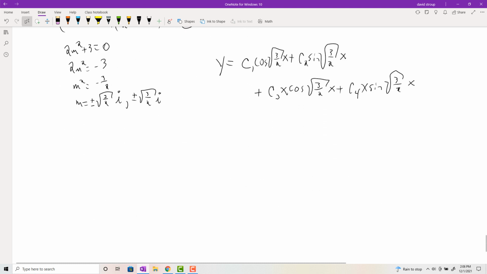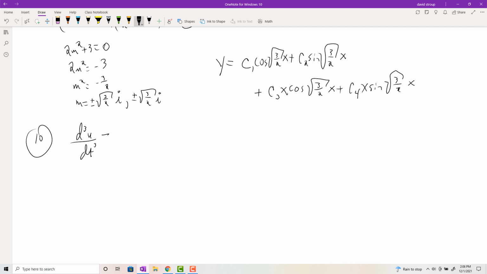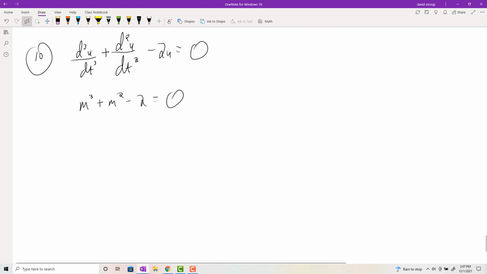Okay, let's look at one more of those. Hopefully you have to do synthetic division on this one. It's number 10. The third derivative of u with respect to t plus the second derivative of u with respect to t minus 2u equals 0. Get your auxiliary. So this will be m cubed plus m squared minus 2 is 0. Then probably synthetic division, right? You could guess at the root.